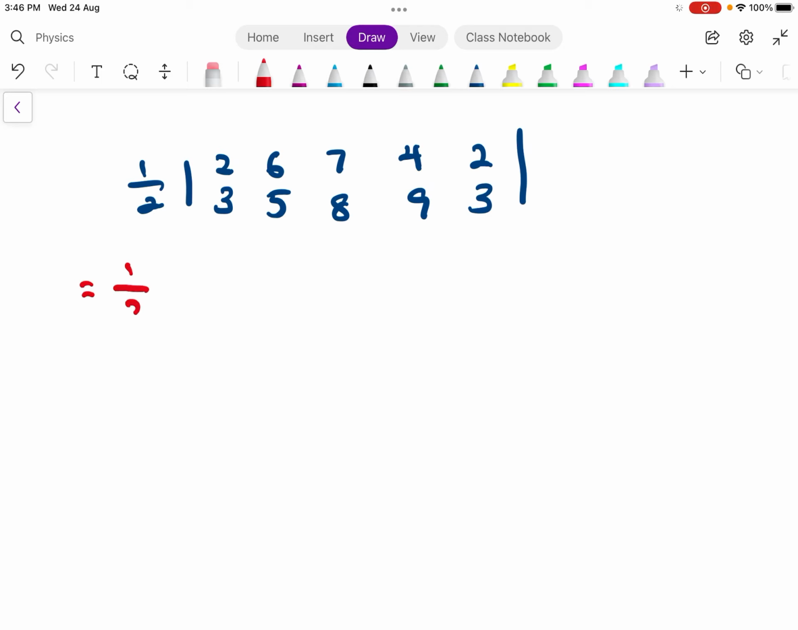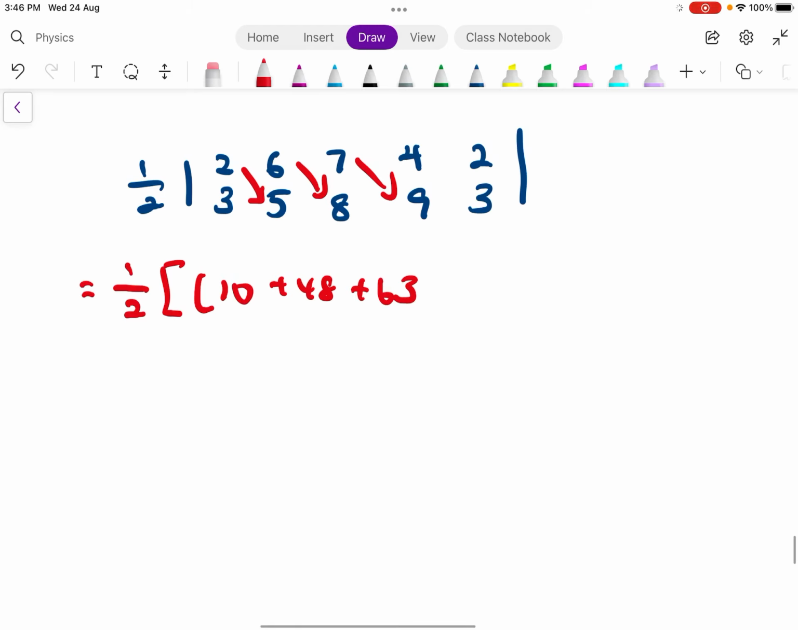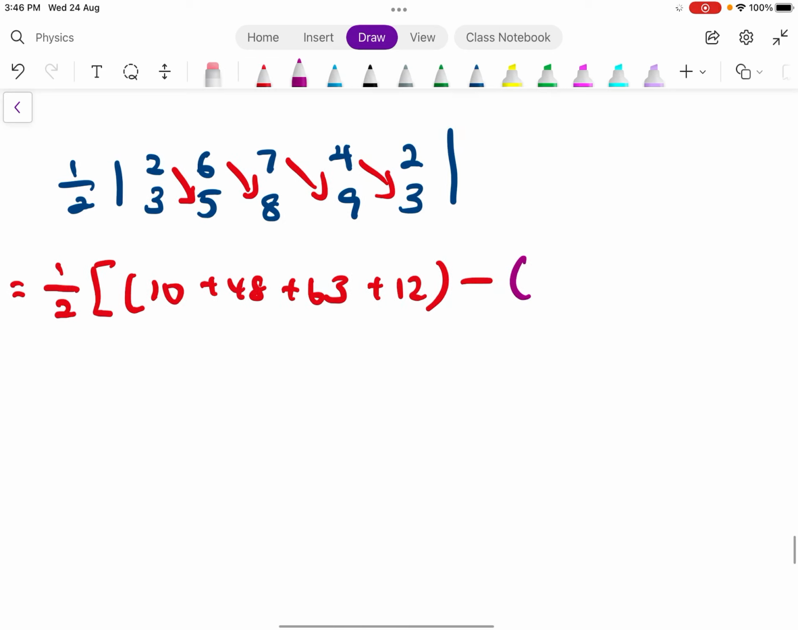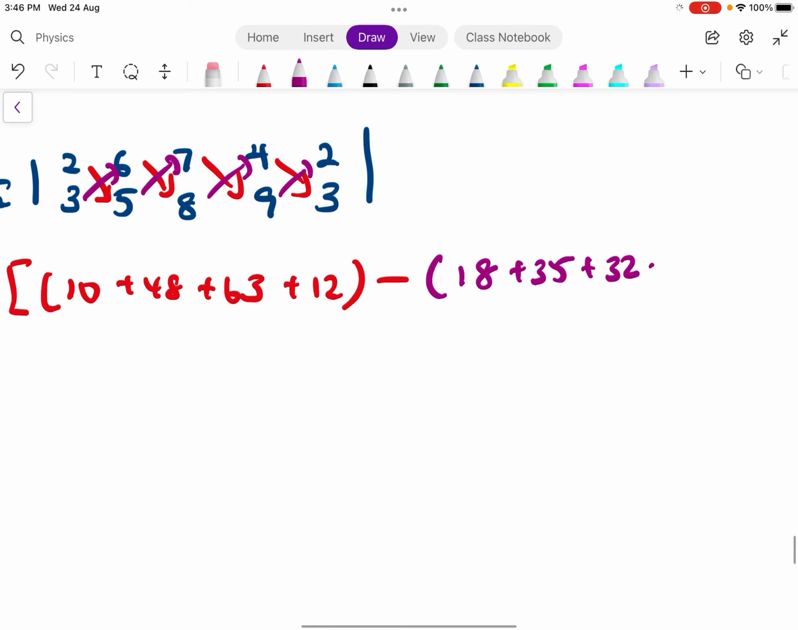Tie down first, so half, and put a square bracket, put a round bracket. So 2 multiplied by 5, 10. 6 multiplied by 8, 48. 7 multiplied by 9, 63. 4 multiplied by 3, 12. Then put a round bracket and minus off. Put a round bracket, tie up. So 18, 35, 32, and last but not least, 18.